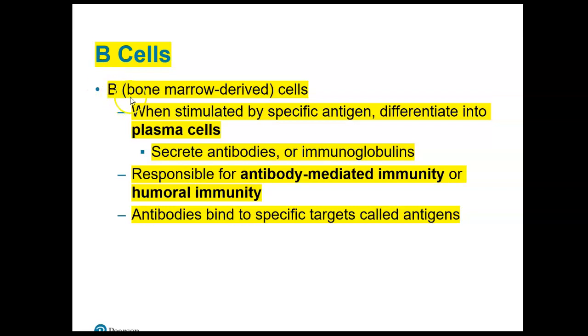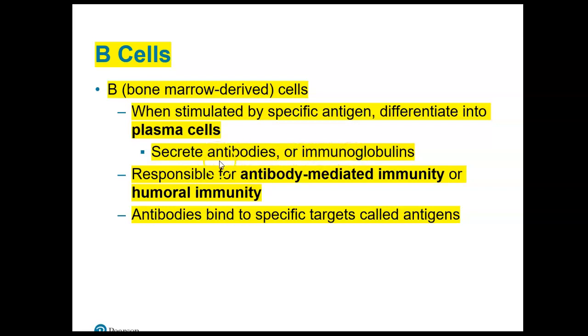B cells, B stands for bone marrow derived cells. So just like T cells, they are produced in the bone marrow, but they also mature in the bone marrow. When stimulated by a specific antigen, an antigen is just a substance on a pathogen that triggers an immune response, B cells differentiate into plasma cells, and it is plasma cells that actually secrete antibodies. Another name for antibodies is immunoglobulins.